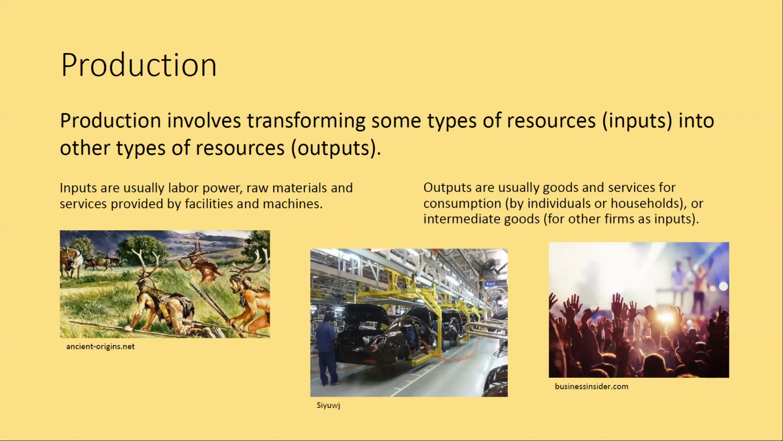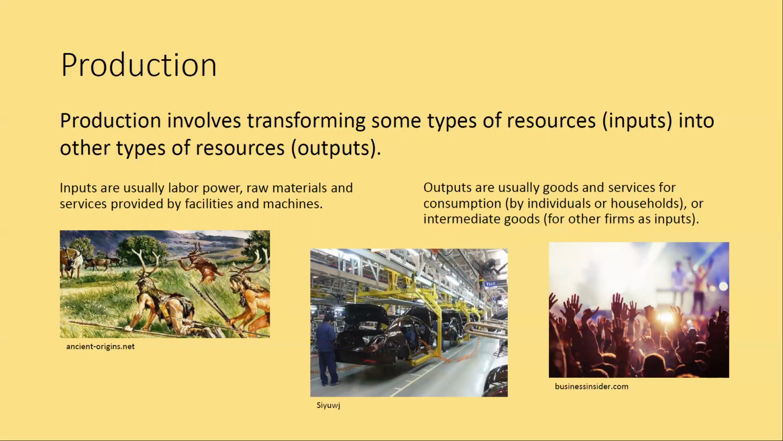Ever since long before, human beings have been involved in production behaviors. Production is a behavior that involves transforming some type of resources into other types of resources. We call the first resources inputs and the second outputs. Inputs are mostly labor, raw materials like minerals, and sometimes services provided by intermediate goods, such as land and machines.